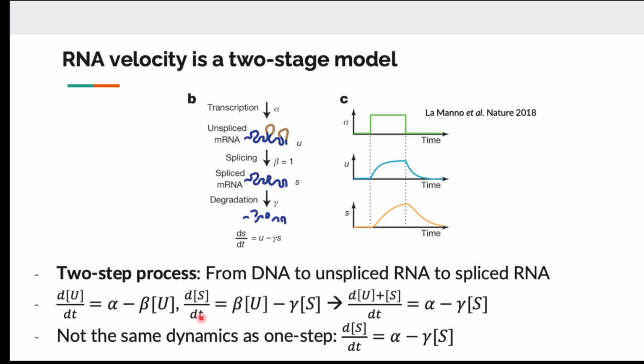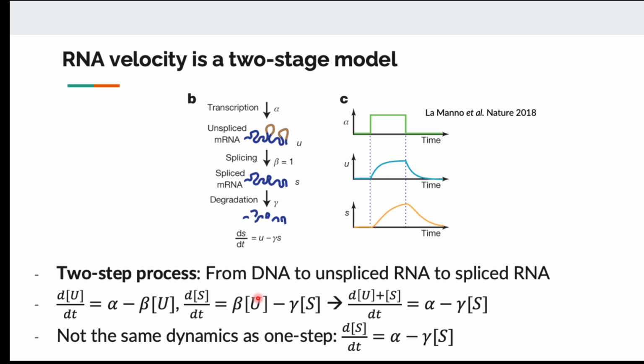And similarly, we can write the rate of change for the spliced isoform. It's going to be added to by the splicing, by beta times the concentration of the unspliced, but some of it is going to be degraded with a rate of gamma. So the rate of change for the spliced form over time is beta times the unspliced, subtracted by gamma times the spliced form.